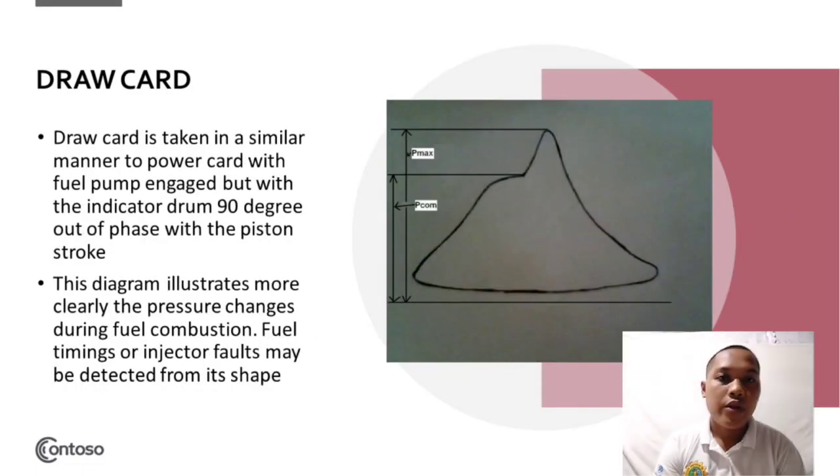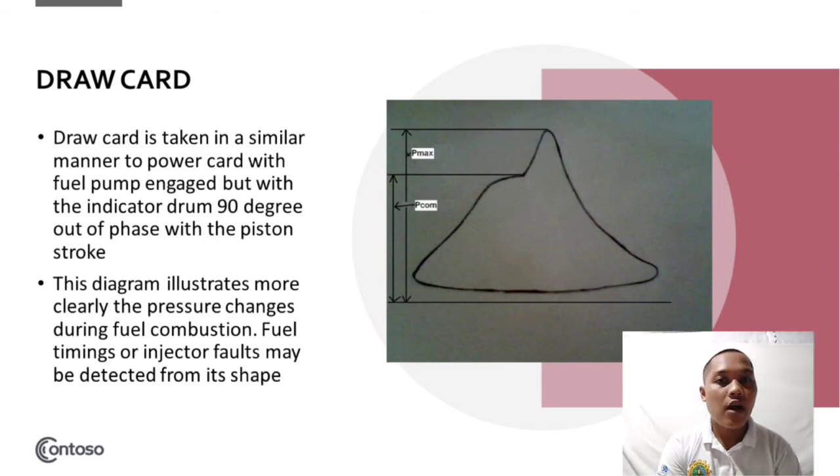Draw card. Draw card is taken in similar manner to power card with fuel pump engaged but with indicator drum 90 degrees out of phase with the piston stroke. So, using the draw card diagram, we get a clear indication of the fault in exhaust, injection, and exhaust system.